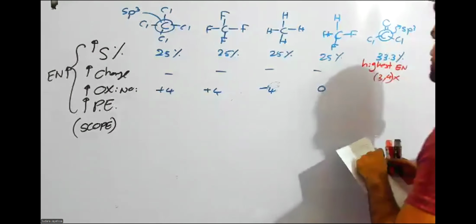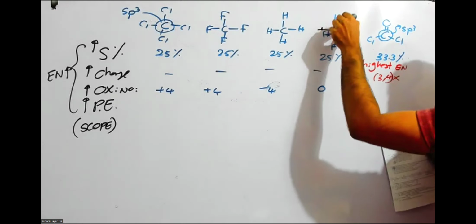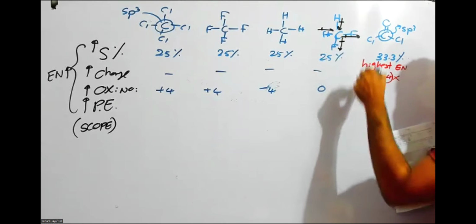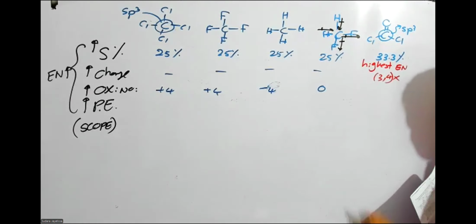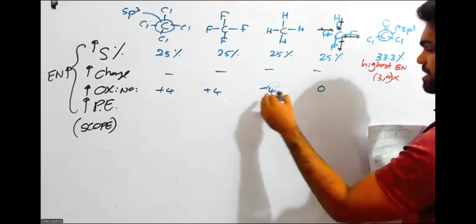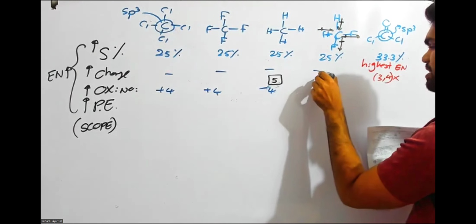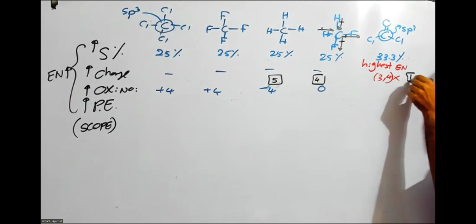Because carbon is more electronegative than hydrogen, it will pull 2 electrons from hydrogen. And for fluorine, carbon will lose 2 electrons. Get 2 and lose 2, so that's why it became 0. Now, these are the higher values and this is the lowest value. So this should be in the 5th place, this should be in the 4th place, and this should be in the 1st place.